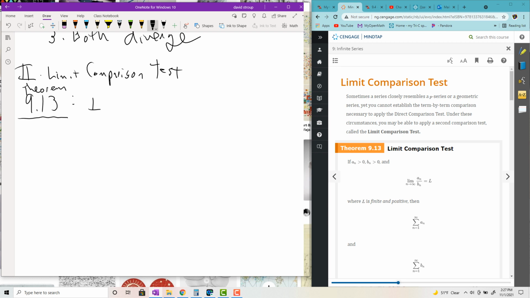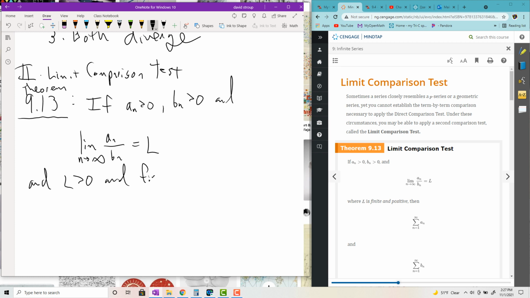So again, you'll have terms of the series which are all positive. If a sub n is greater than 0 and b sub n is greater than 0, and you take the limit of the ratio, and it could be a sub n over b sub n or b sub n over a sub n, it won't matter, but in the book they go a sub n over b sub n. If that limit as n goes to infinity equals L, and L is greater than 0 and finite, then the two series will have the same behavior. The series a sub n and the series b sub n have the same behavior.